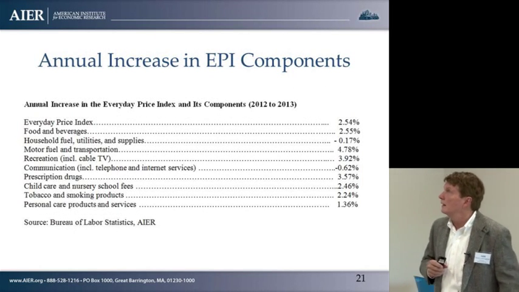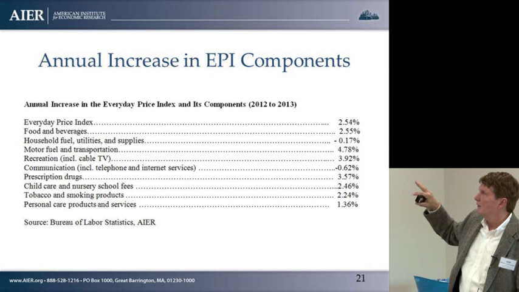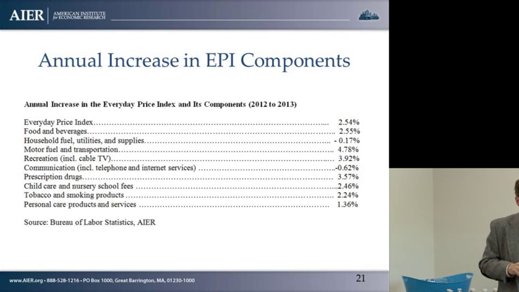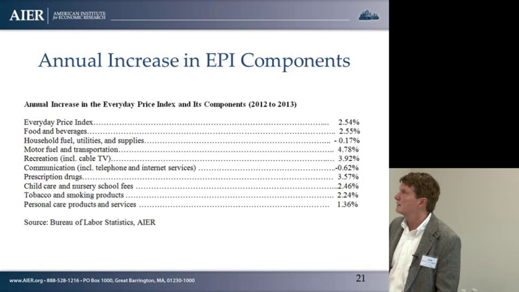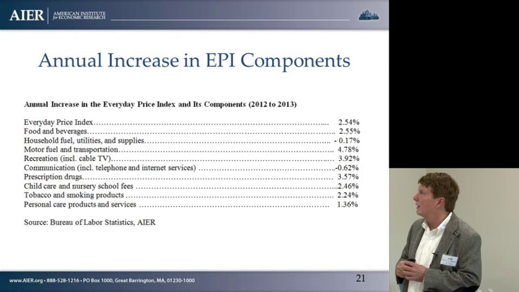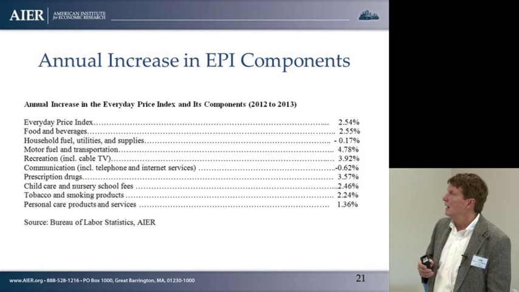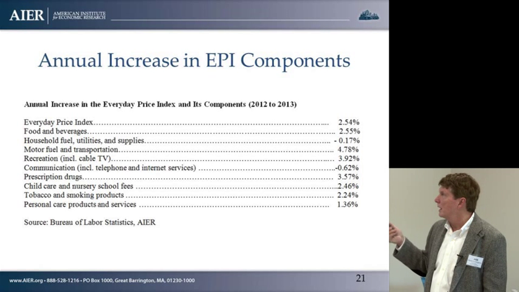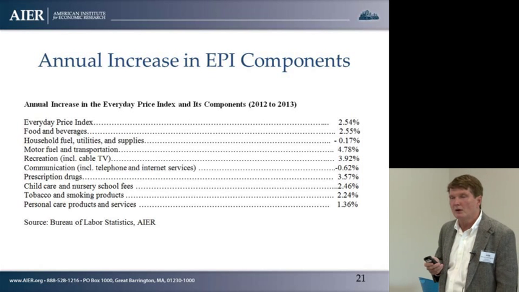This shows annual increases in the EPI components for last year. You can see these are broad categories. The lists are very long, but you can see that there's quite a bit of variation across different kinds of goods and what the price changes are. The overall index last year was 2.54%. Food and beverages were about the same. Household fuel and utility supplies went down. We know in the second half of the year we had some benefit from falling oil prices.